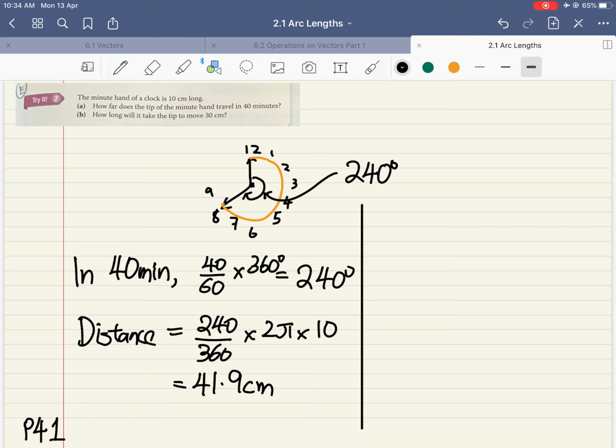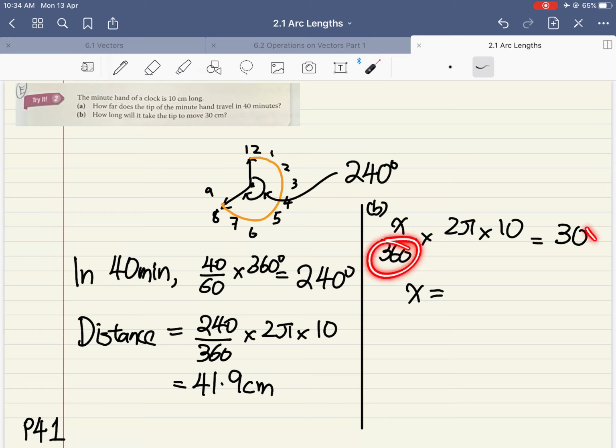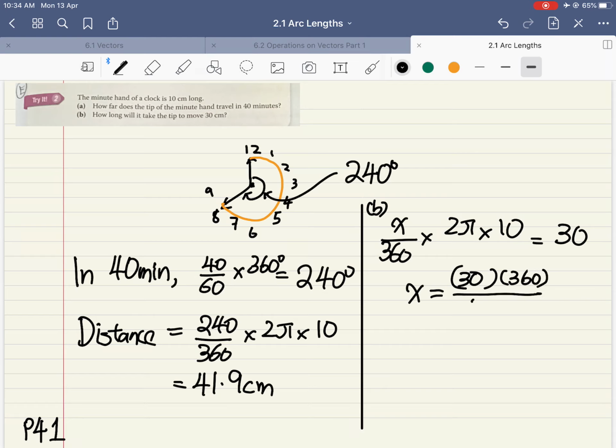Now they ask how long will it take to move 30 cm. Let me do the working on the right hand side here. I will say x over 360 times 2 pi times r. I'm trying to find arc length, and the arc length in this case is 30. How do I solve for x? x is equal to 30 times 360, divided by 2 pi, divided by 10.